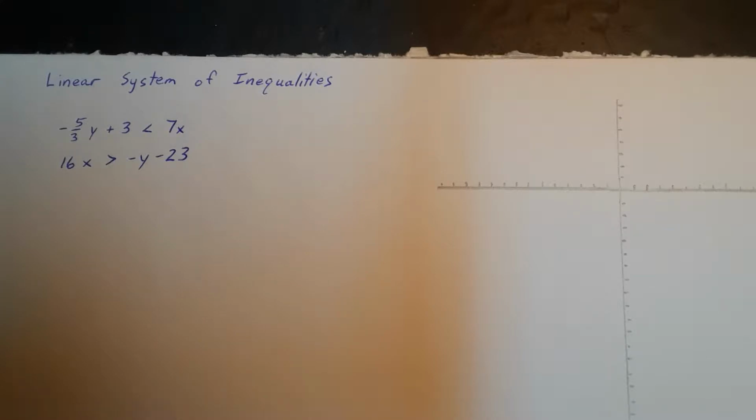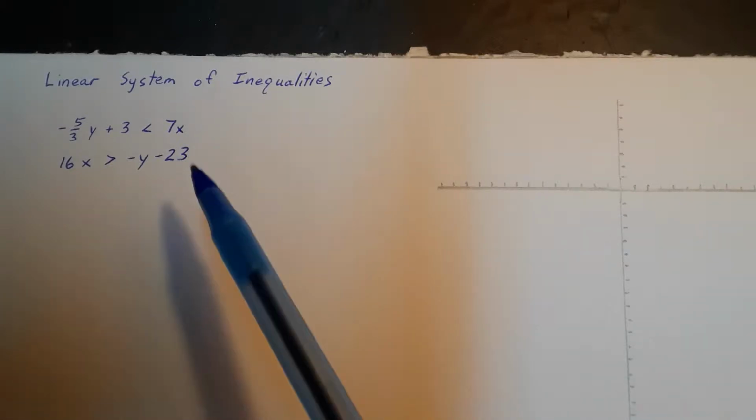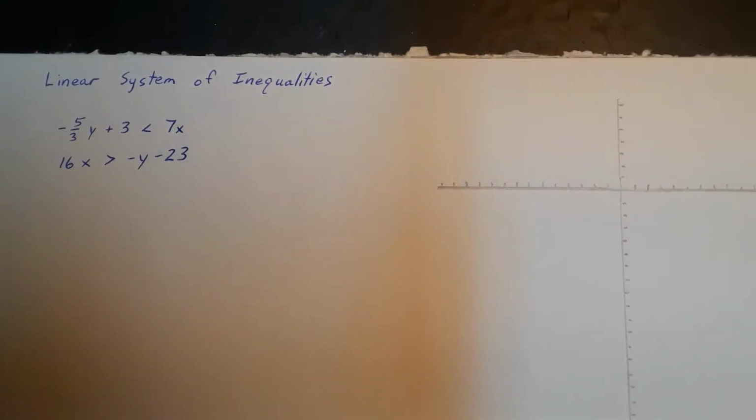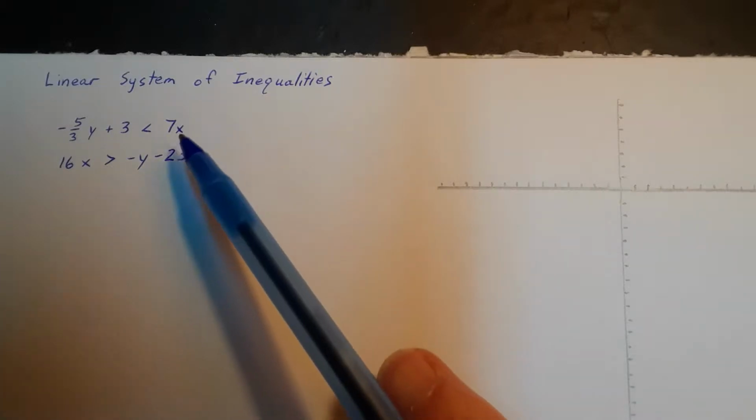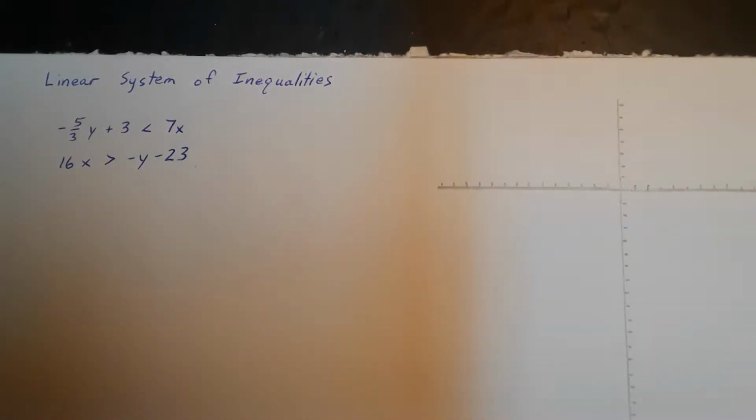So we are going to solve a linear system of inequalities, and this will require graphing two lines since our system involves two inequalities here, and it will involve shading. If we notice, these two are not in standard form, and so we want to rearrange these in some way so that they look similar and will be easier to graph.